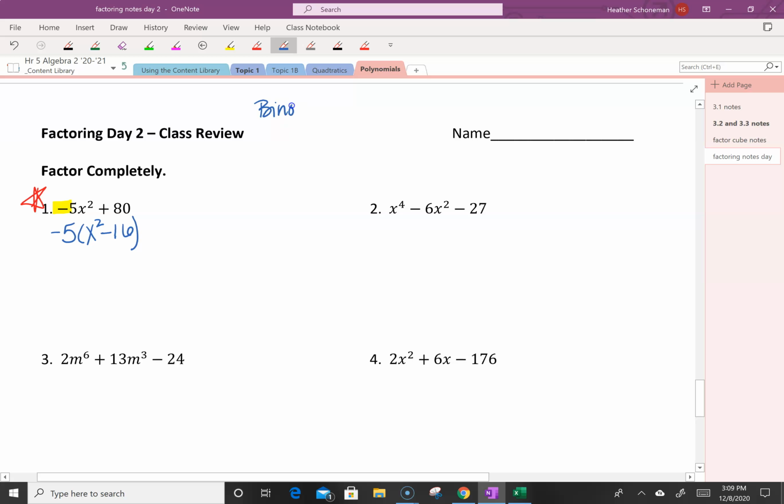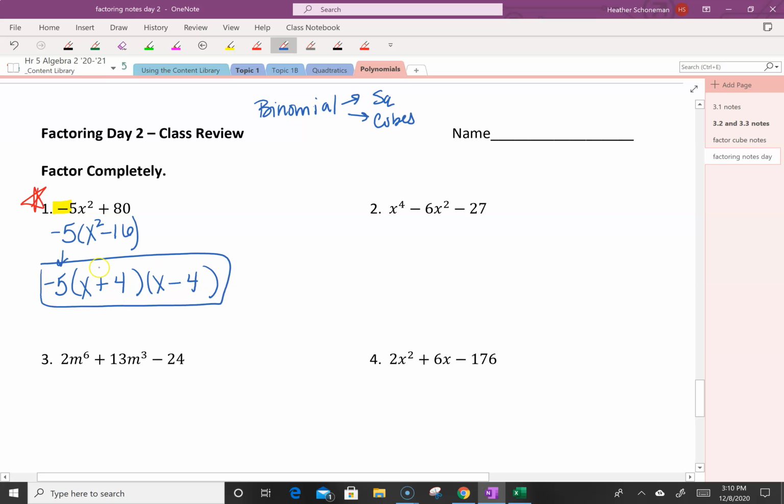So with a binomial, I can either do squares or I can do cubes. Those are my 2 choices. Well, inside this parentheses, since I can take the square root of everything, I want to do the square pattern. It doesn't fit the cube pattern, so my GCF gets carried down. And then with the square pattern, I go straight to my 2 parentheses. The square root of x squared is x, the square root of 16 is 4, and 1's plus, 1's minus. That can't factor further because the exponents of the variables are that invisible 1.